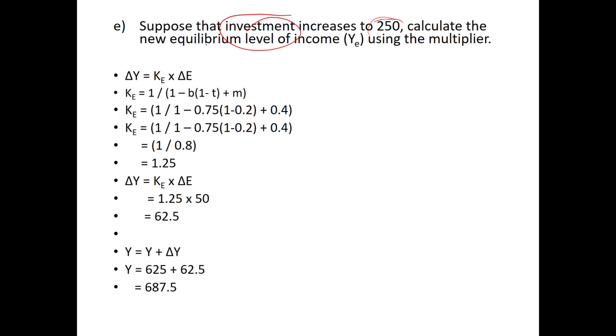And we ask, what is the new equilibrium level of income using the multiplier? So you've already calculated the multiplier, 1.25, and then you can say, okay, but by how much did income change? It's the multiplier multiplied with the change in spending, which was 50. So it's an increase of 62.5. And then what is the new equilibrium level of income? It's the 625 plus the new 62.5. And that gives you the new equilibrium level of income.